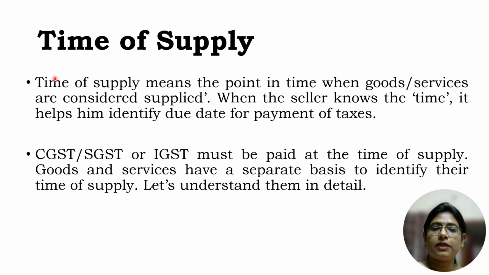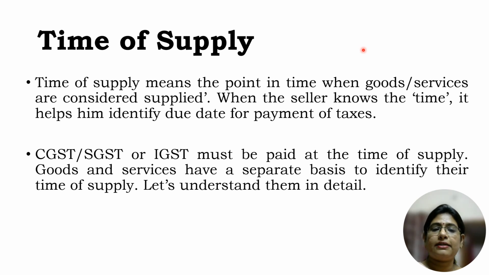Now coming up to the third aspect, that is time of supply. It means the point in time when goods and services are considered supplied. When the supplier knows the time, it helps him to identify the due date for payment of taxes. CGST or SGST or IGST must be paid at the time of supply. Goods and services have separate bases to identify the time of supply.